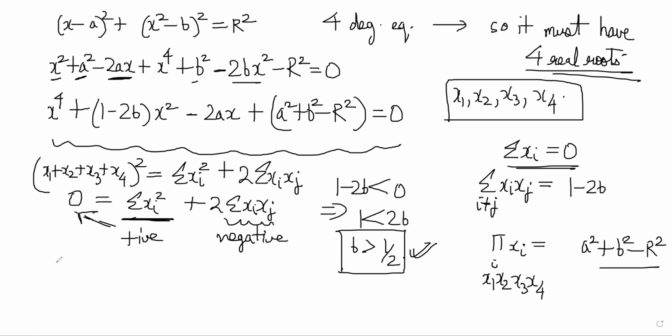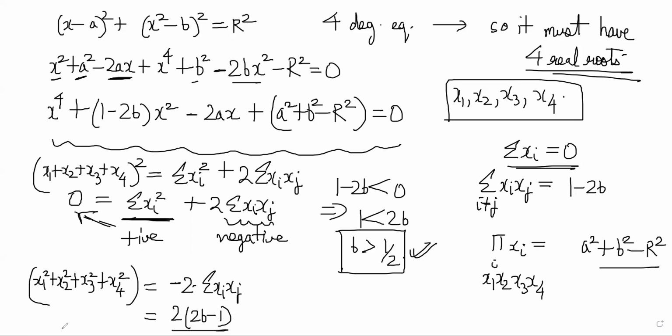So this is the first piece of information that we are getting. And using this a little more, we get x1 square plus x2 square plus x3 square plus x4 square is equal to negative 2 times the summation xi xj. So that is equal to 2 times (2b minus 1). Let's do it on the next screen. We have x1 square plus x2 square plus x3 square plus x4 square equal to 2 times (2b minus 1).